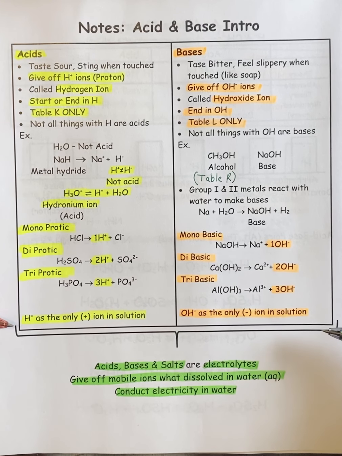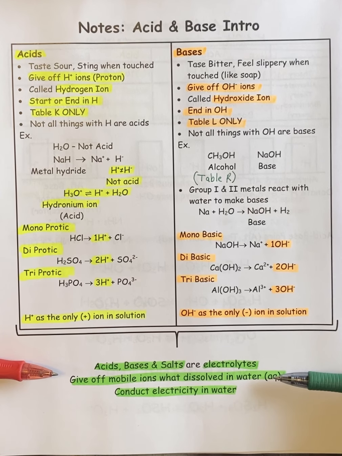For bases, it's the reverse. In a base, the positive ion can vary, but the OH minus is the only negative ion in solution. The reason I'm stressing this so much is you're going to see these on CASA Learning, these types of questions. H plus is the only positive ion, OH minus is the only negative ion. Now, what do they have in common? Well, they're all electrolytes.